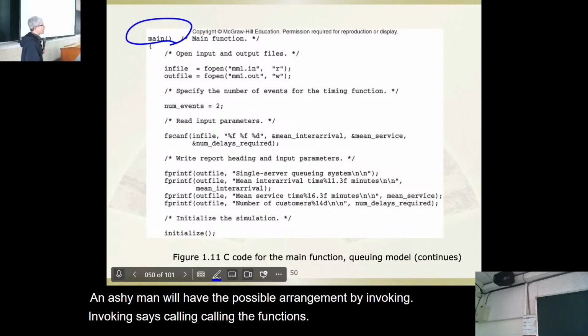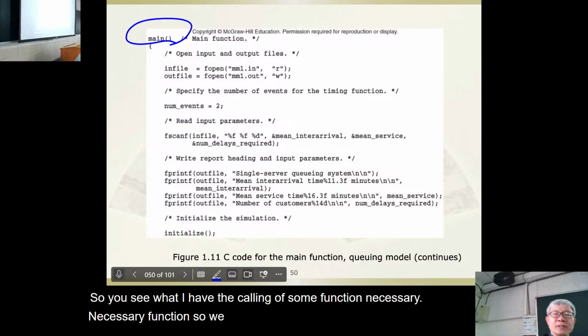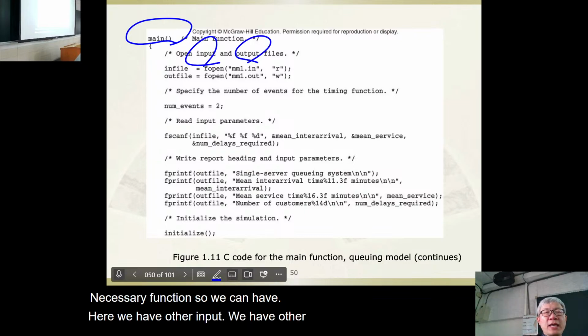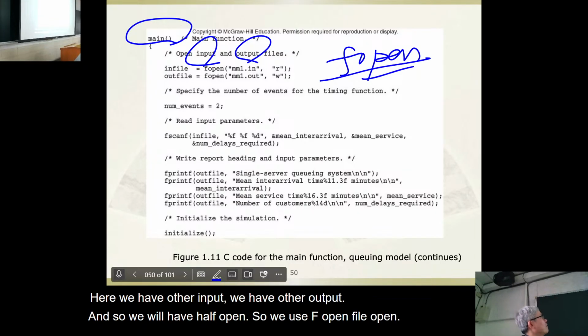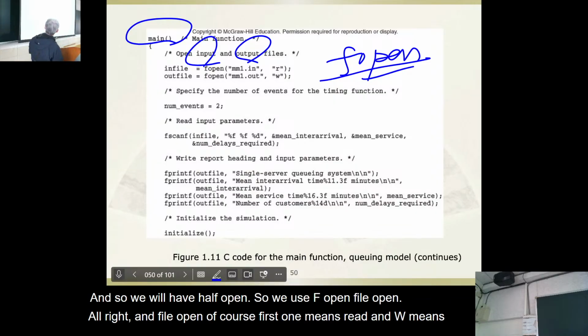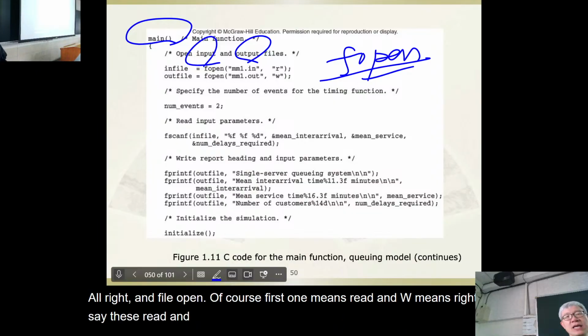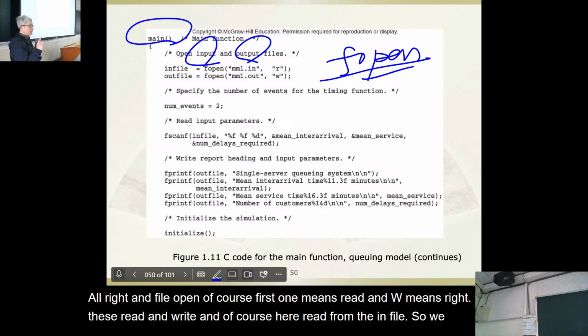Well, so you see we will have the calling of some necessary function. Here we have the input, we have the output, and so we will have fopen. So we use fopen, file open. All right, and in file open, of course, R means read, and W means write. I think you know these, read and write. And of course here, read from the in file. So we have mm1.in.